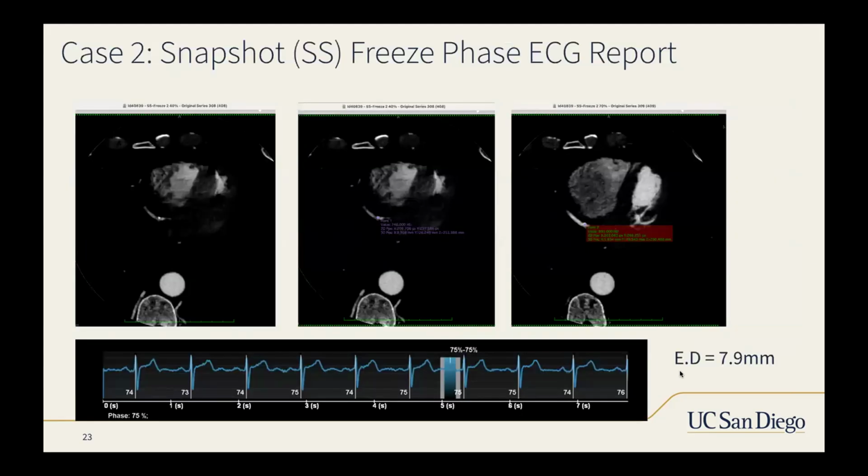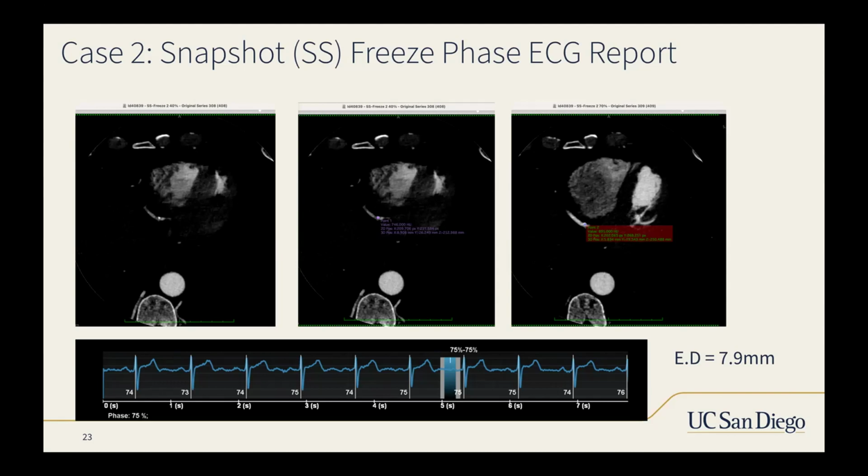And then here is another case study that we saw. In this case, the image is acquired from 40% of the R interval. At 40%, the heart is in late rapid filling, early deceleration phase of diastole, so it's immediately after the end of systole. And then on the right, we're looking at 70% of the R interval, when the heart is in late diastole.